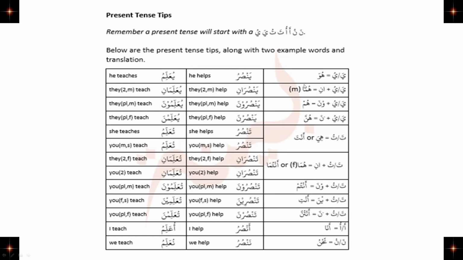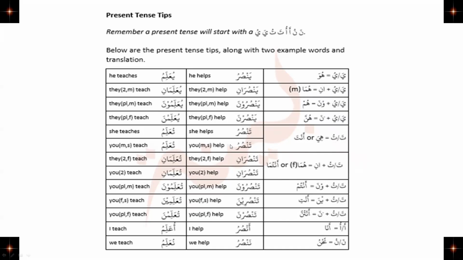So ya and yu give you huwa, and ya and yu with ani will be huma. You can see yansurani, yu'allimani. So huma for masculine. Ya or yu plus una is hum: yansuruna, yu'allimuna. Ya or yu plus na, you see the na, sukun nun fatha, this one is for hunna: yansurna, yu'allimna. Ta, tu is equal to here and anta.